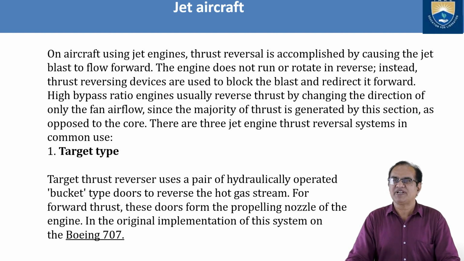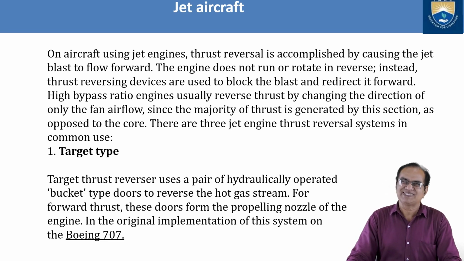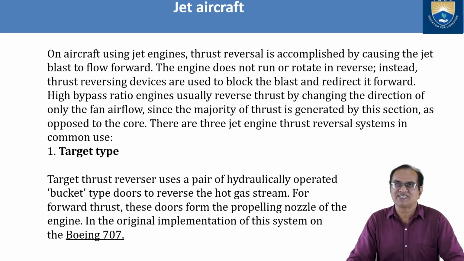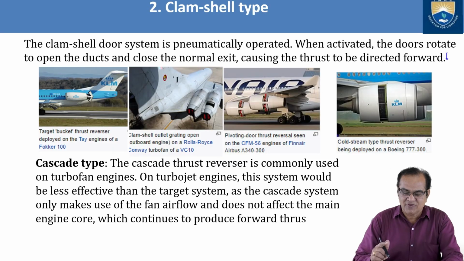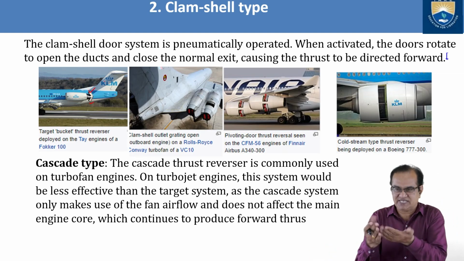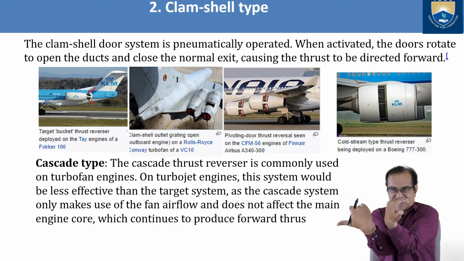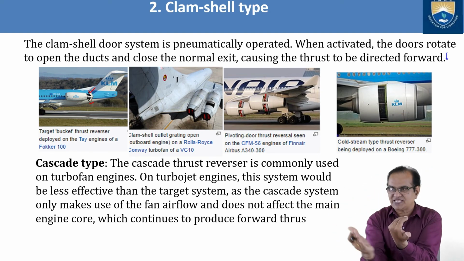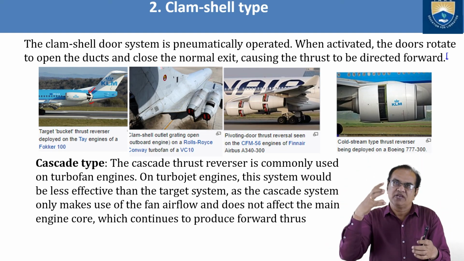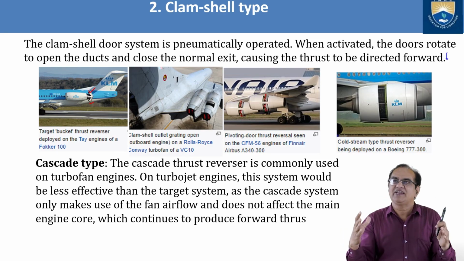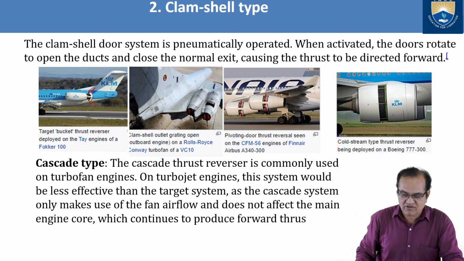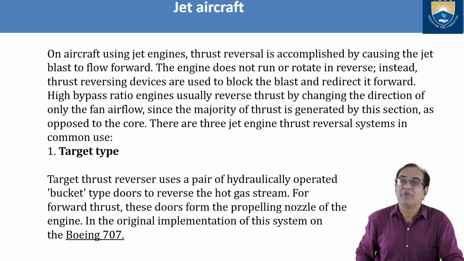In the original implementation of this system on the Boeing 707, this bucket type of system was first used. Here we can see that it is a bucket type, and the buckets open in the opposite direction, so your thrust goes towards the nose of the aircraft. This will try to stop the aircraft, and the runway distance will be tremendously reduced. So this is called the target or bucket type.